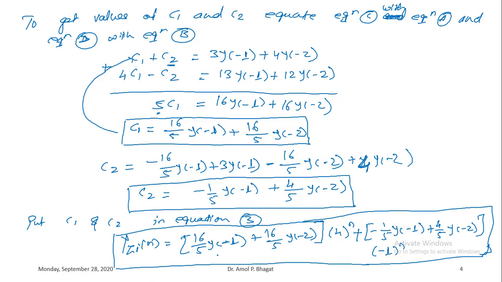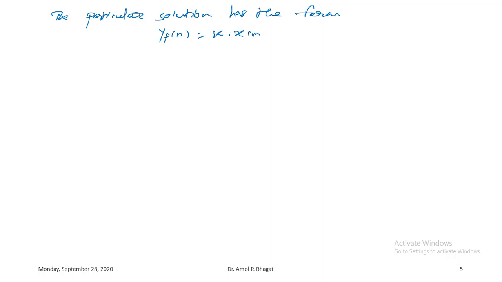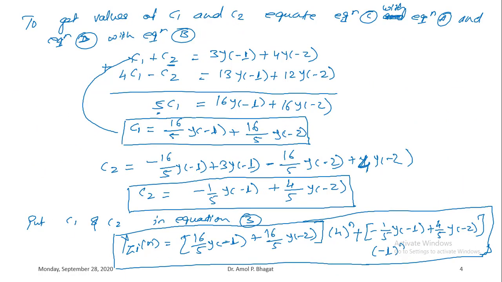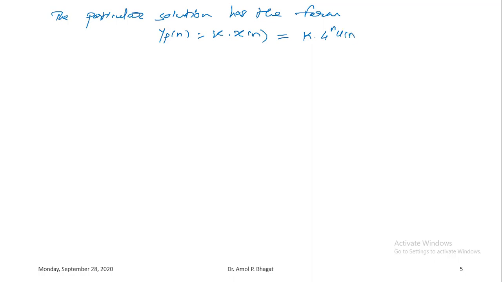So the next step is to identify the particular solution. Okay, so for identifying the particular solution, the particular solution has the form, what form does it have, it will simply be yp of n is equal to constant into input. Okay, so if I substitute the value of x of n in this particular solution, what is x of n given? So x of n is given as 4 raised to the power n into u of n. Okay, so I can substitute here 4 raised to the power n u of n, right.